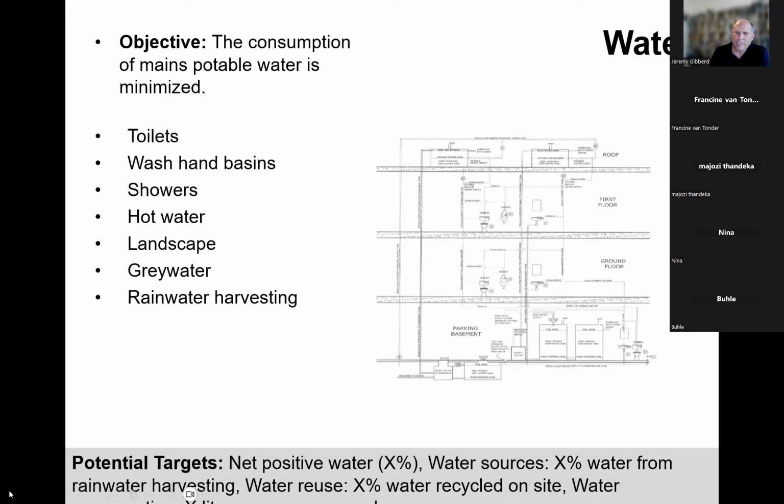So again, the criteria are very similar. Net positive water, where your water sources come from, how much comes from, for instance, rainwater, what proportion of your water is reused at least once to flush toilets, etc.